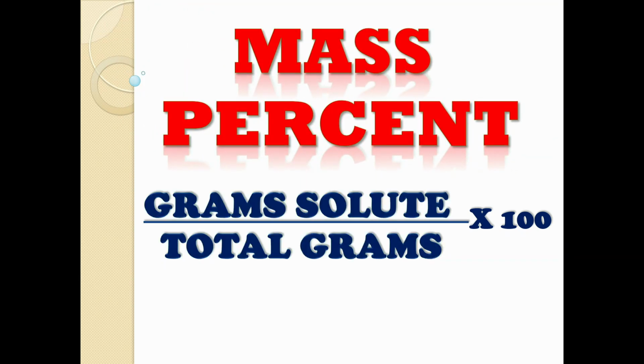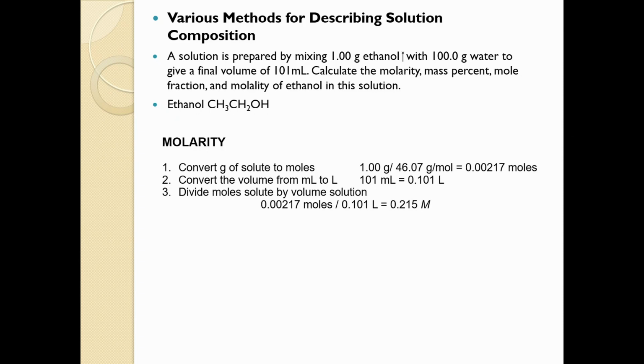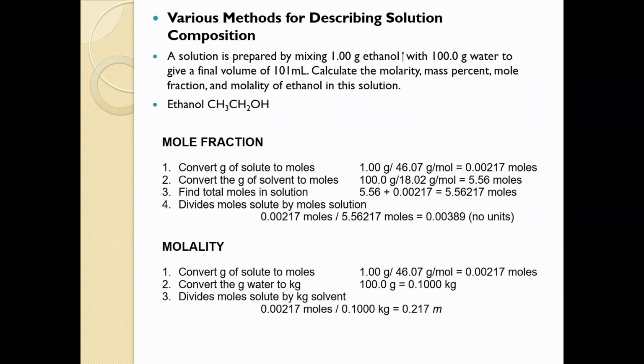Mass percent, just grams of solute over total grams. I could do grams of solute over total milliliters, milliliters over milliliters, and I would get a mass percent here, a mass to volume percent, or a volume to volume percent. They're all calculated the same way. So there are examples of how to find the molarity, how to find the mass percent, how to find the mole fraction, how to find the molality.